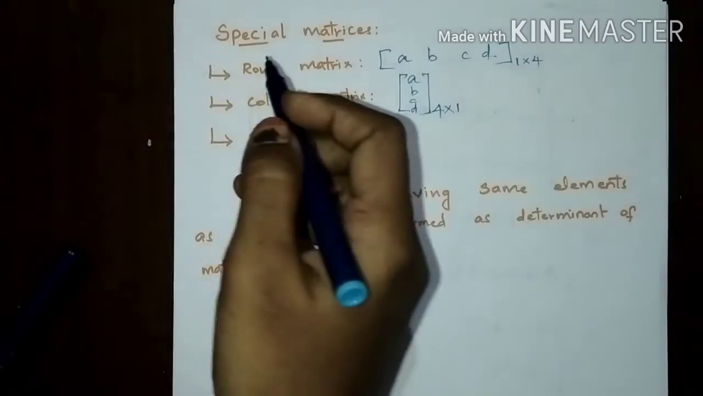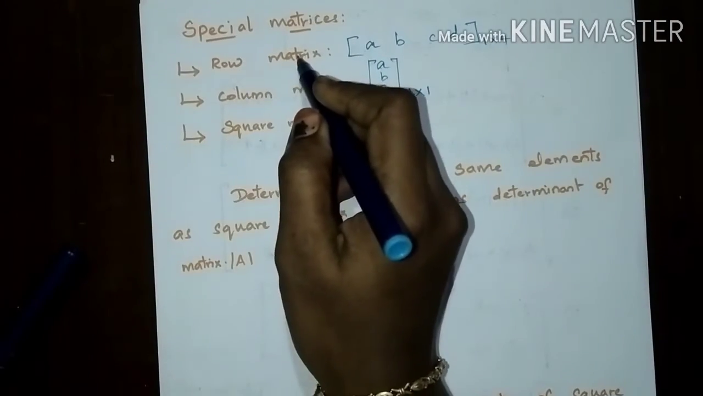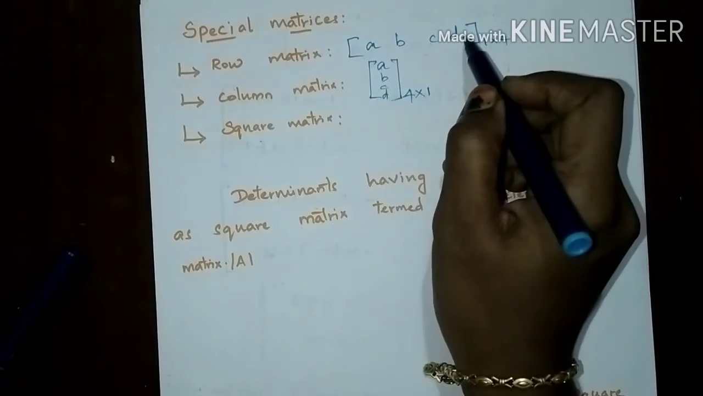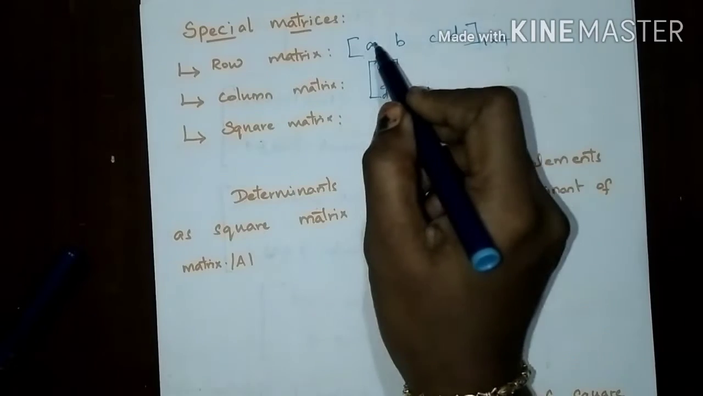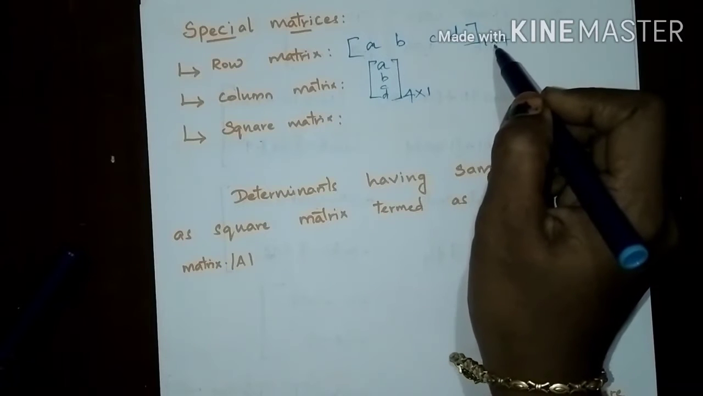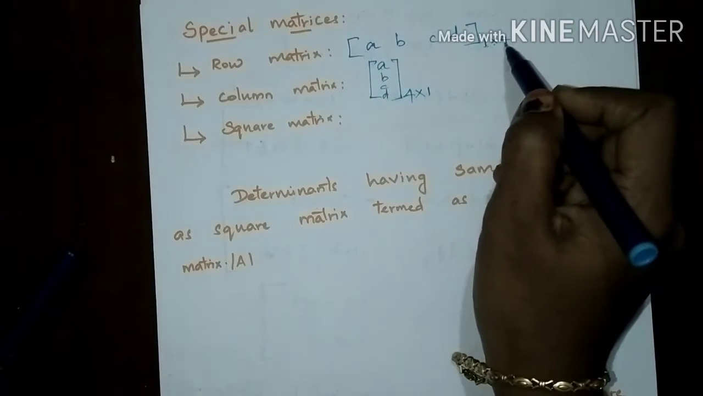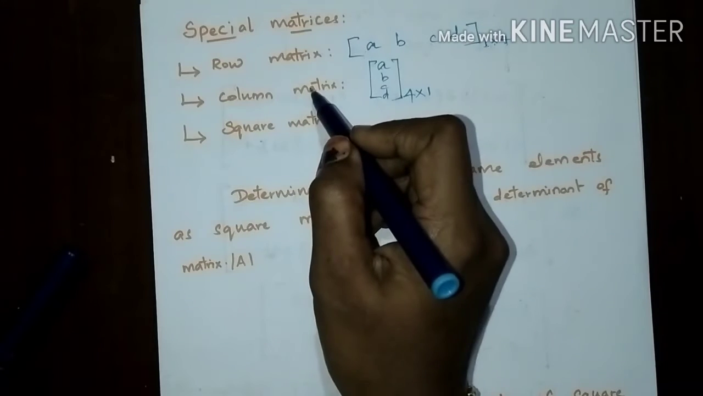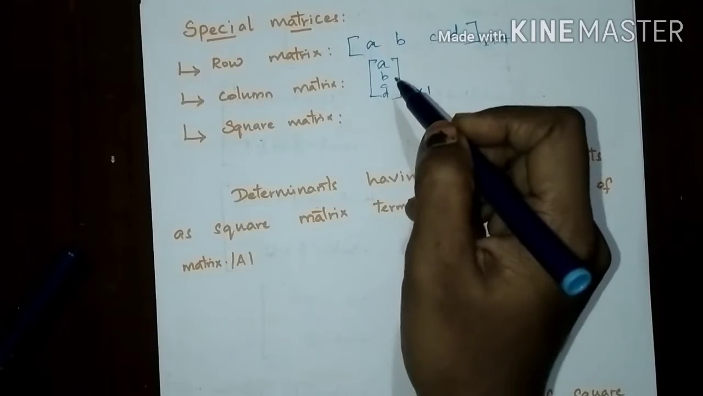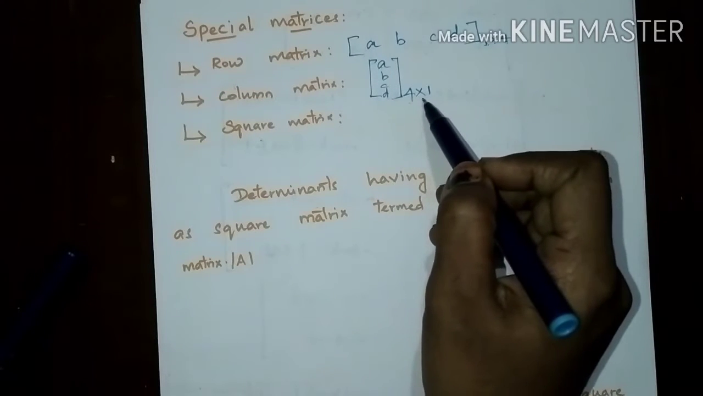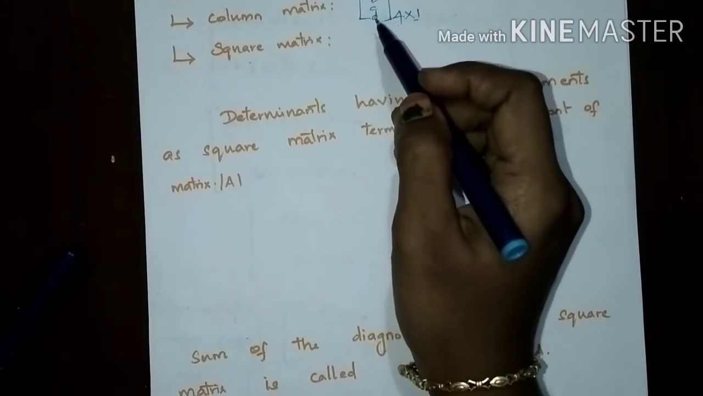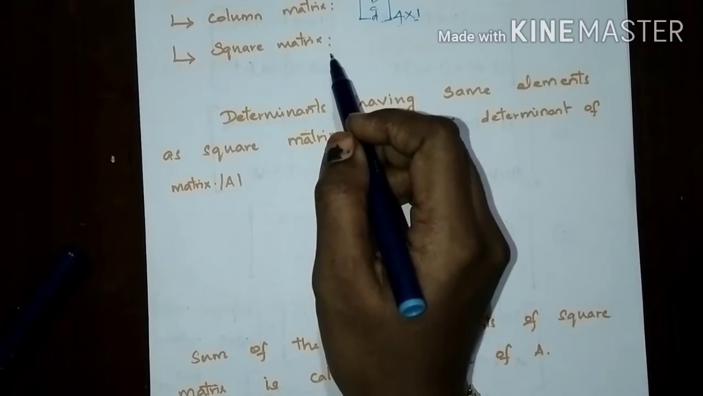First is the row matrix. A matrix is defined as a row matrix when elements are arranged in a single row, and each element forms a separate column. So the order of the matrix is given by 1 cross 4, where 1 is the number of rows and 4 is the number of columns. A matrix is said to be a column matrix when its elements are arranged in a single column, where the order of the column matrix is 4 cross 1. Each element represents a row. So 4 cross 1.